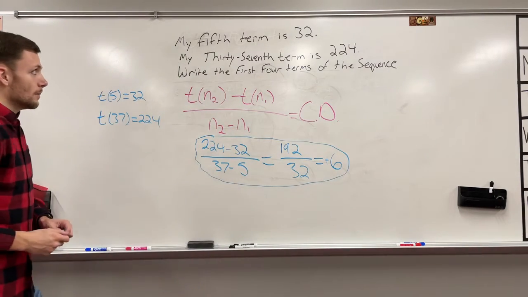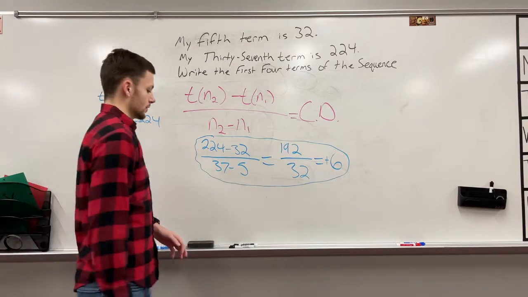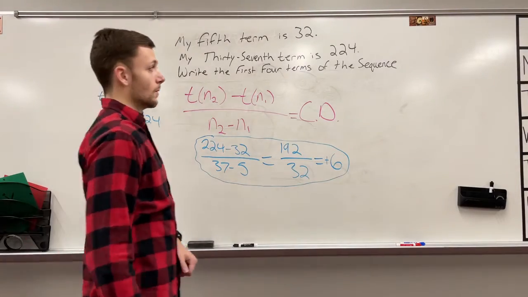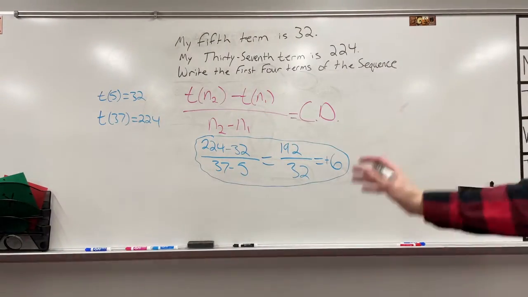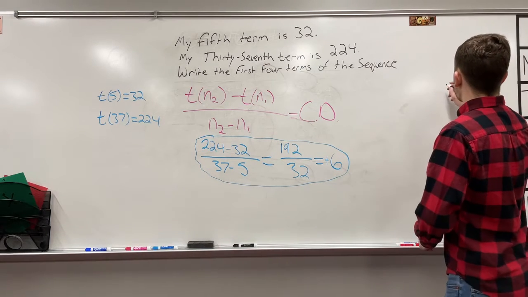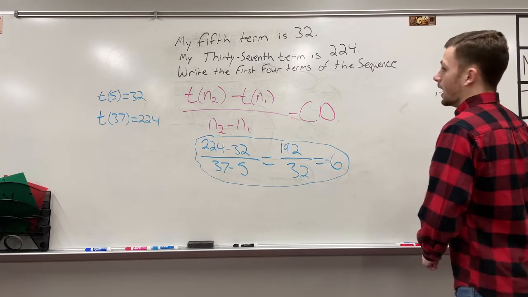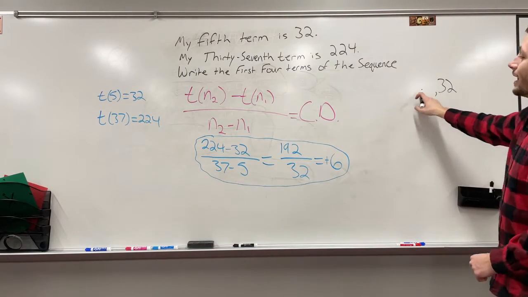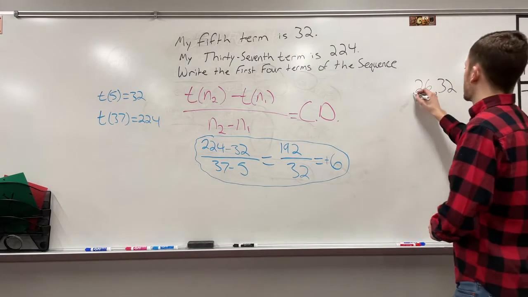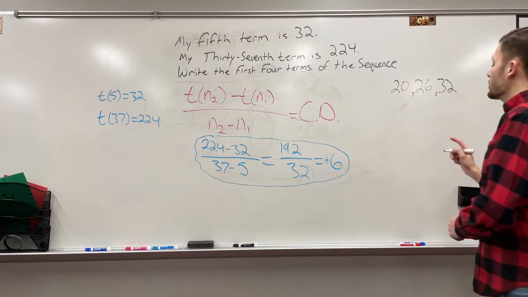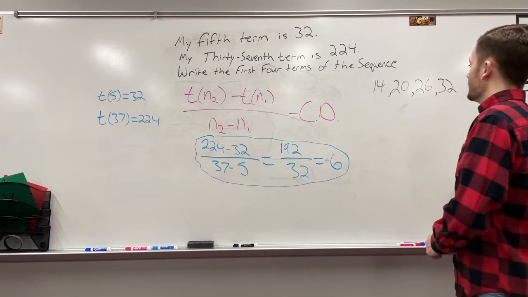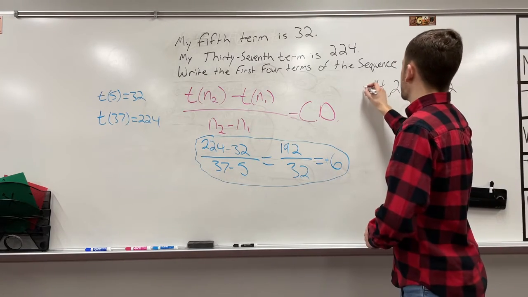So now that I know that my common difference is positive 6, I need to write my first four terms. If I'm given my fifth term, then I just need to work backwards. So I know that my fifth term is 32, and my common difference is 6, so I need to go backwards. 32 minus 6 is 26. 26 minus 6 is 20. 20 minus 6 is 14. 14 minus 6 gives me 8.